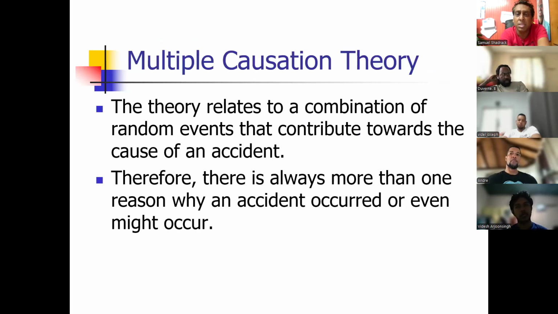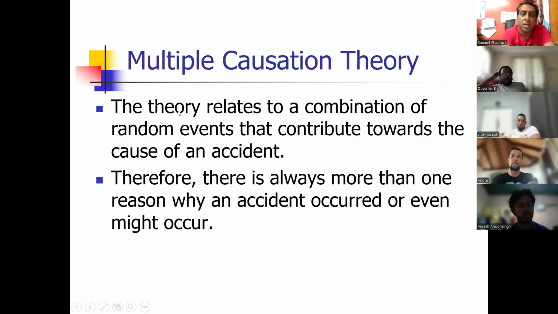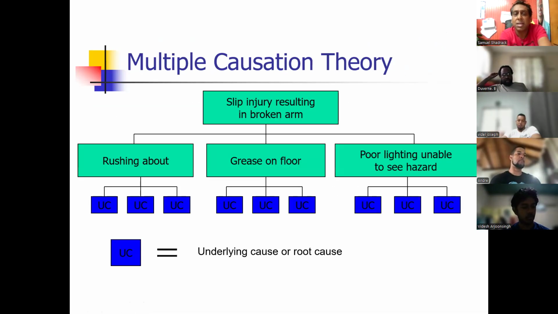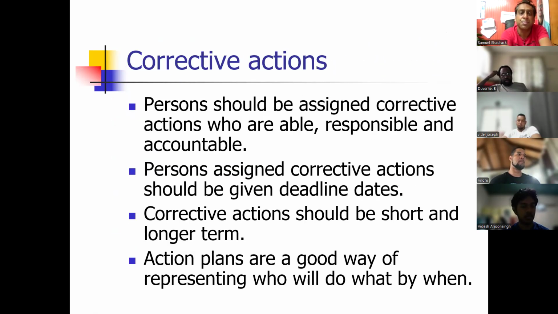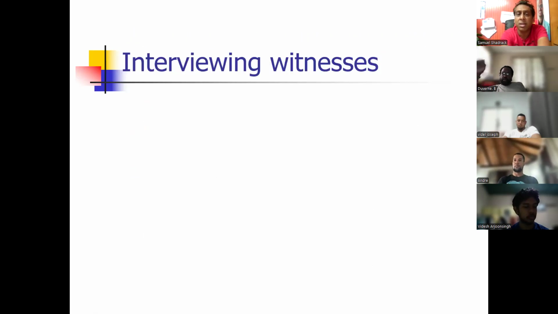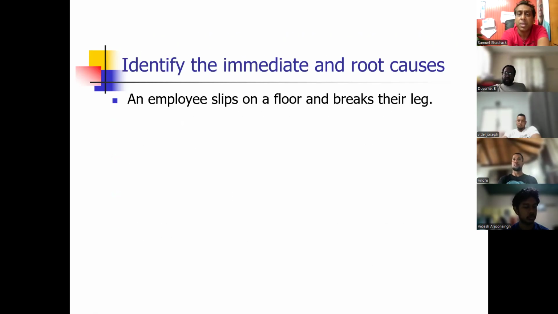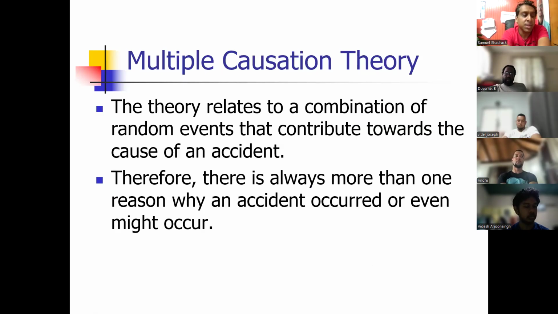You have other theories out there like the multiple causation theory. Therefore, there's always more than one reason why an accident occurred or even might occur. And there are more than what you have. These two are not even in your syllabus. But they even have more than these. There is what is called the Reason's model. Reason is actually somebody's last name, a man's surname. Reason, the Reason's model. But everybody agrees that there is more than one cause of an accident. We have time, folks.